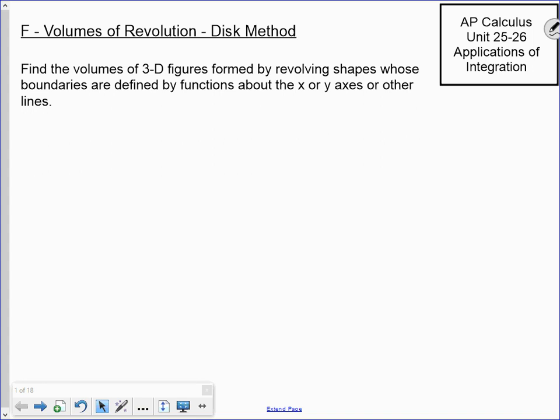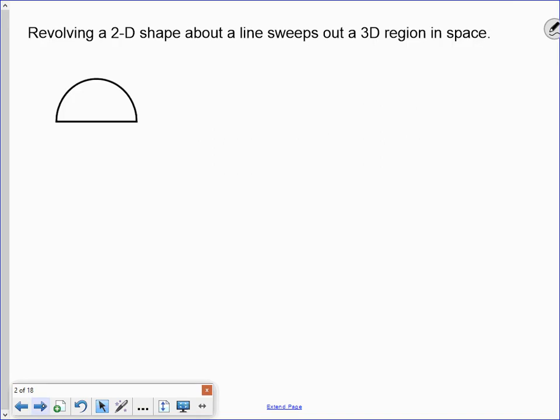In this lesson, we're going to look at what is called the disk method. In the next lesson, for section G, we'll look at what is called the washer method. But before we get into this method, I think we want to be a little bit more clear about what we're actually doing to form these shapes. So let's start with a fairly simple example.